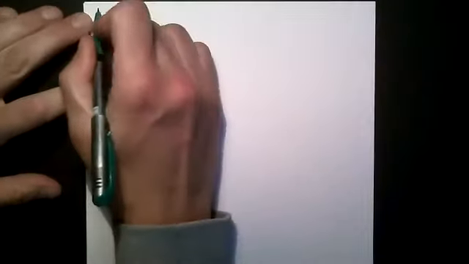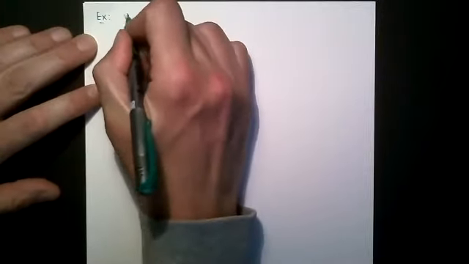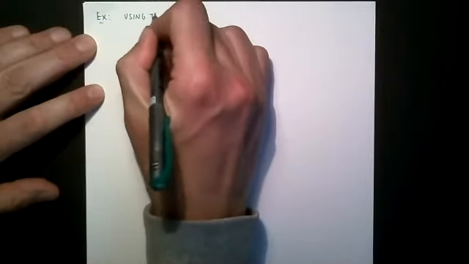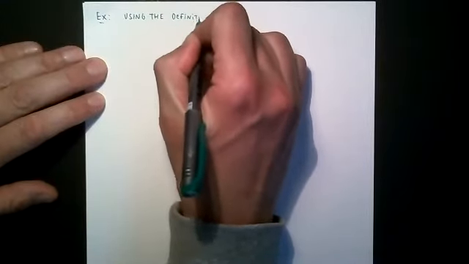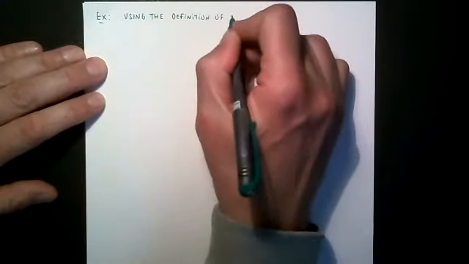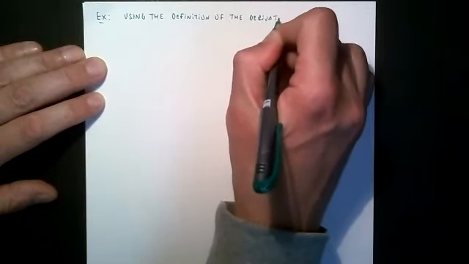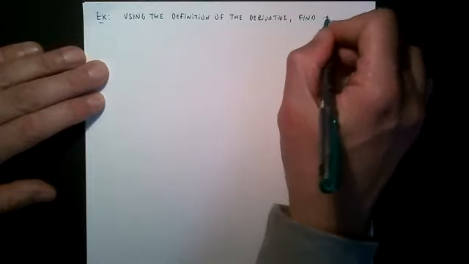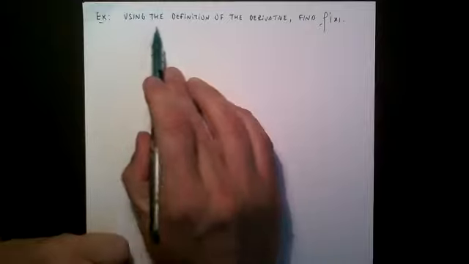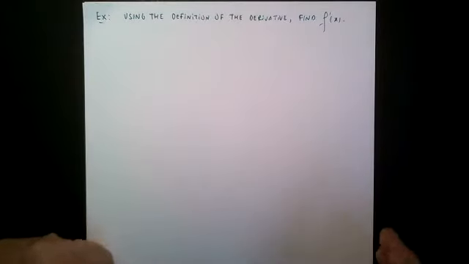So, examples. These are using the definition of the derivative. Find f prime of x. Okay, so I'm stating using the definition because you'll see that soon we won't have to use it anymore. We're going to use some techniques.